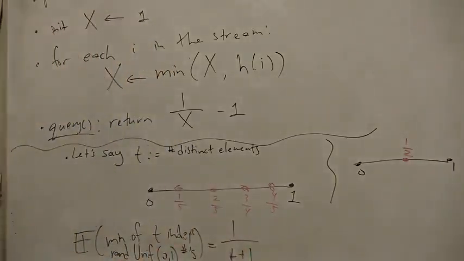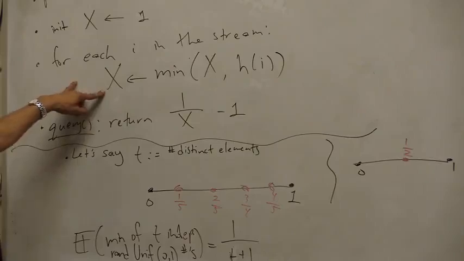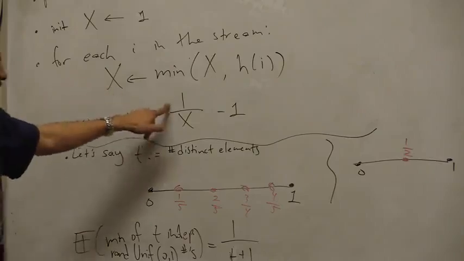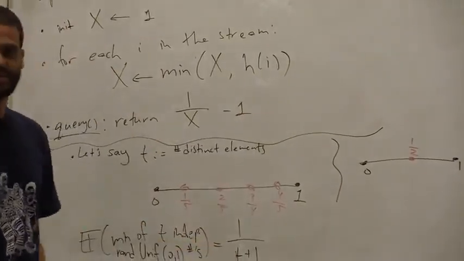But what is it that we want to know? We want to know T. So we have this number x, which we expect to be 1 over T plus 1. So we invert it, and we get T plus 1. We subtract 1, so we get T, right?